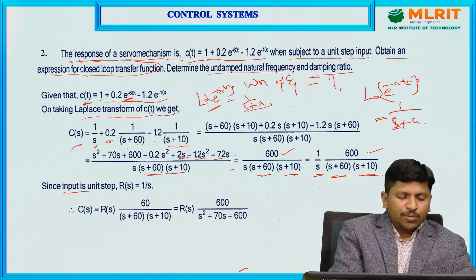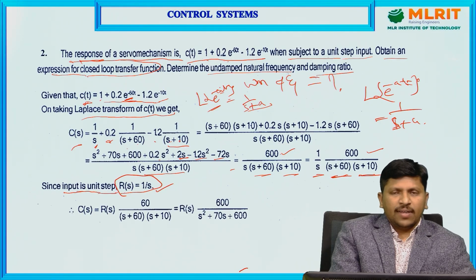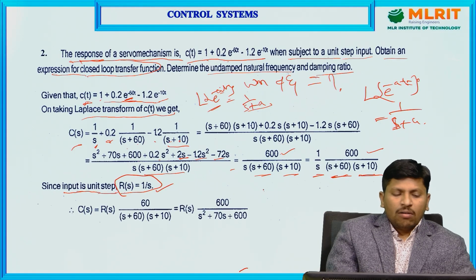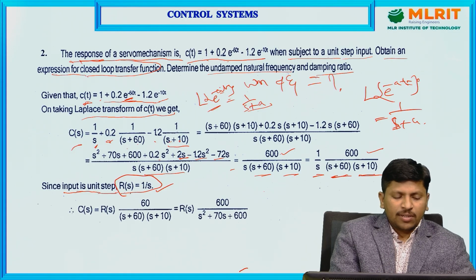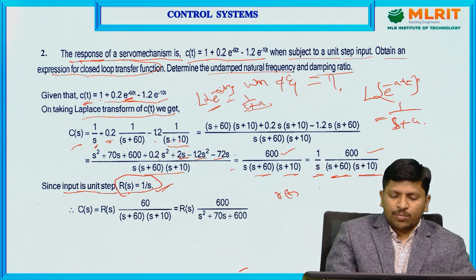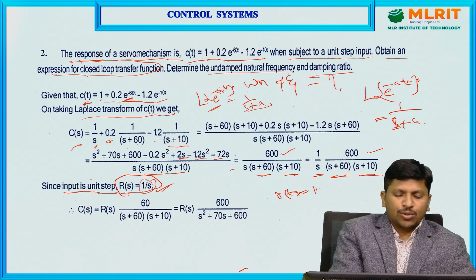Since input is unit step, R of s equals 1 by s. So input unit step, right? So Laplace of input signal r of t is nothing but R of s. So R of s equals 1 by s. Here r of t, the input signal, equals 1. So Laplace of 1 is equal to 1 by s. So substitute R of s as 1 by s.